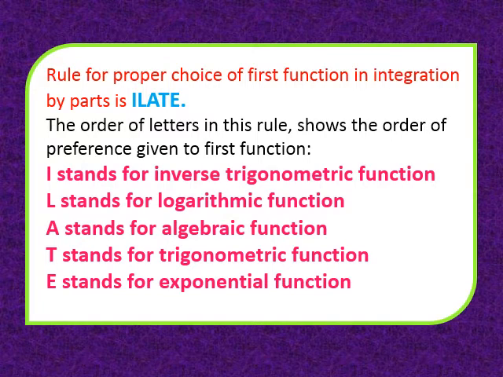If an inverse trigonometric function is present in the integral, then we will take I as the first function and the other as the second. If I is not there and L is there, then the second preference is L, third is A, and fourth and fifth are T and E. So remember this point, ILATE: I for inverse trigonometric, L for logarithmic function, A for algebraic function, T for trigonometric function, and E for exponential function like e^x, a^x, terms like that. Clear? So pause and note down this point.